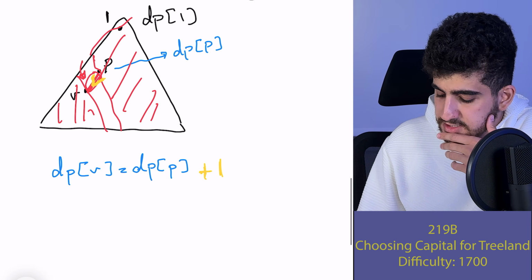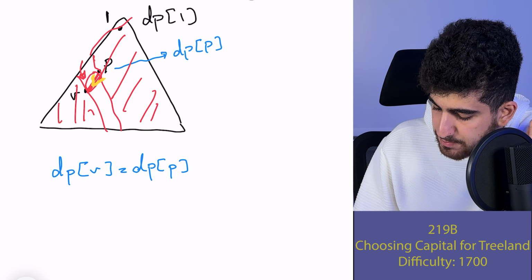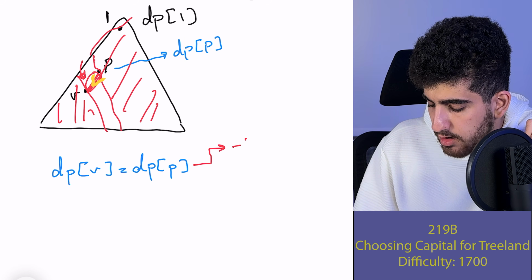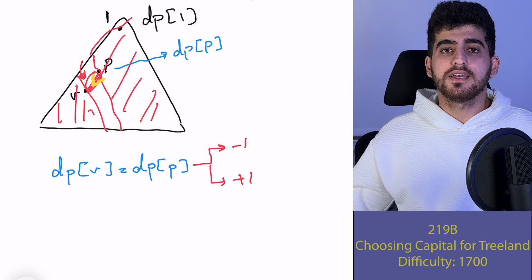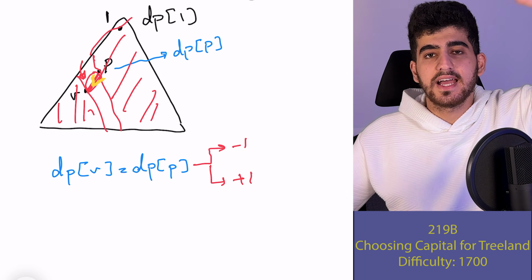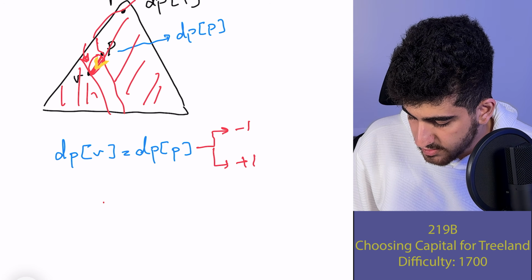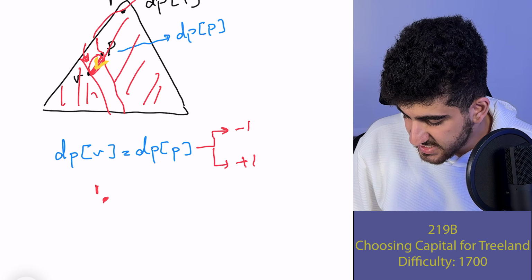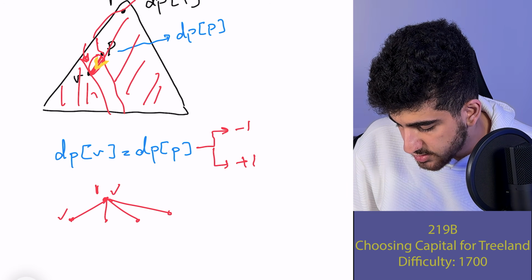So as I said, there are going to be 2 cases. In one case, dp of v is dp of p minus 1. In the other case, dp of v is dp of p plus 1. So that's the whole thing. We just calculate for the root and we start another DFS. And when we have the result of vertex 1, when we know dp of vertex 1, we can calculate dp of all its children. So when we have this one, we can calculate all of these.